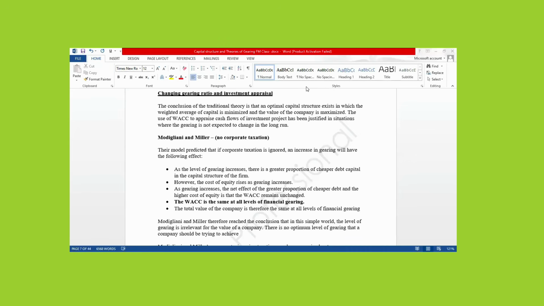According to M&M, as the level of gearing increases, let's go on with the class. And we are almost through with the class.